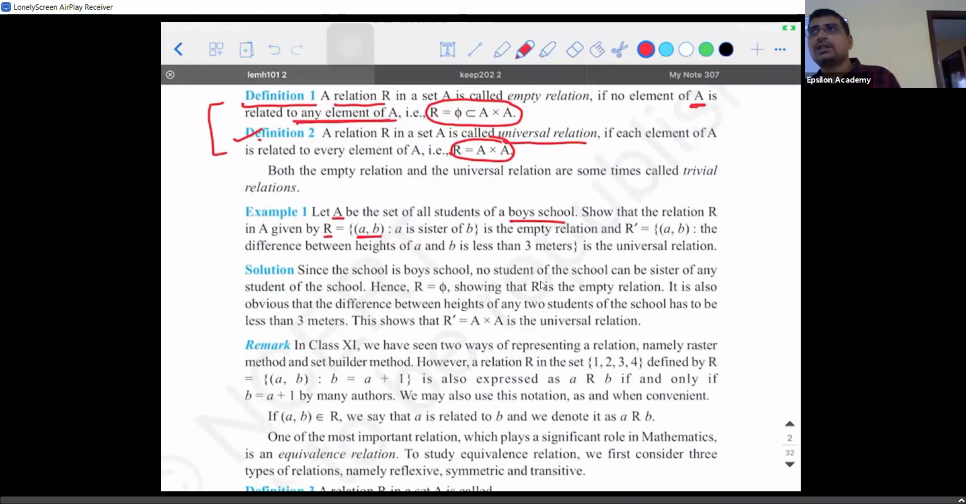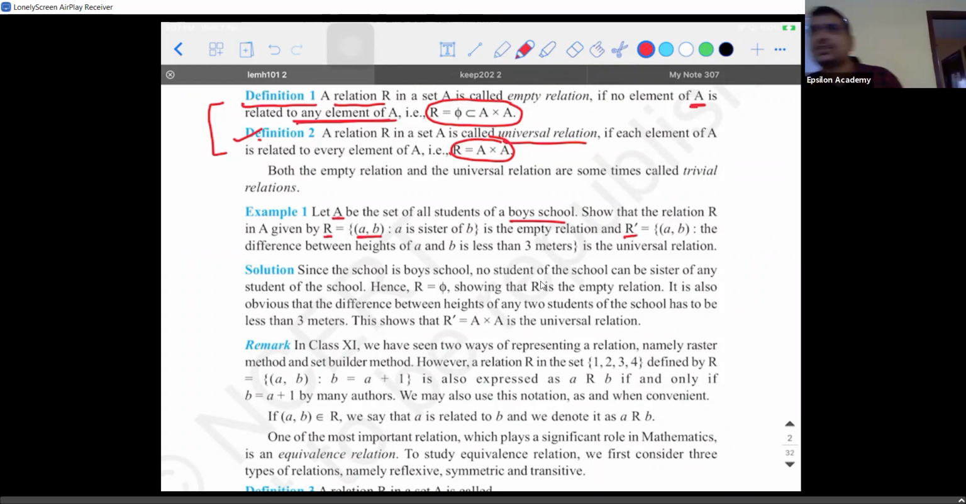Okay, what kind of a relation will it be? Obviously, what are they expecting? Let's try to dissect and see. They're asking you to form ordered pairs (A, B), such that what is the relation between A and B? A is a sister of B, not possible in a boys' school. So it is an empty relation, right?